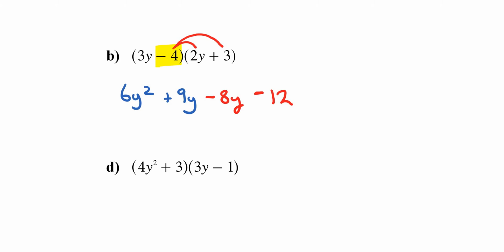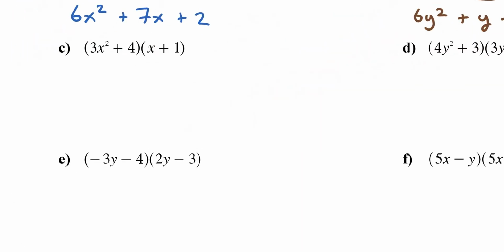Once again with this one, if I take a look at my second and third terms, 9 minus 8 is going to be 1, so 1y, or I can write that as y. So 6y squared plus y minus 12 is my final answer there. Okay, let's move on to letter C now.